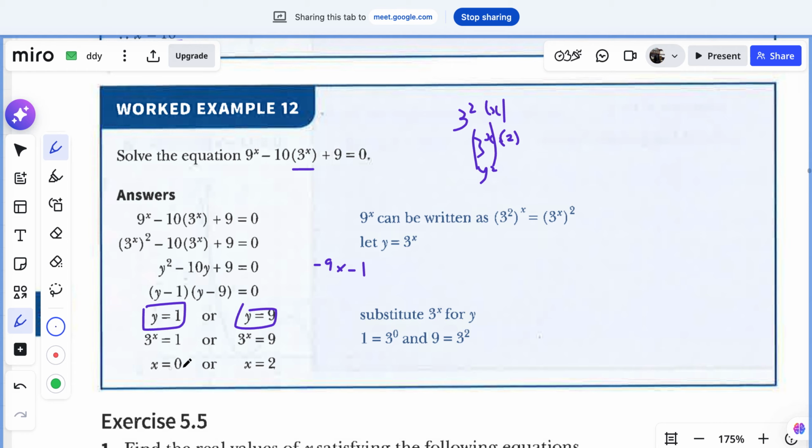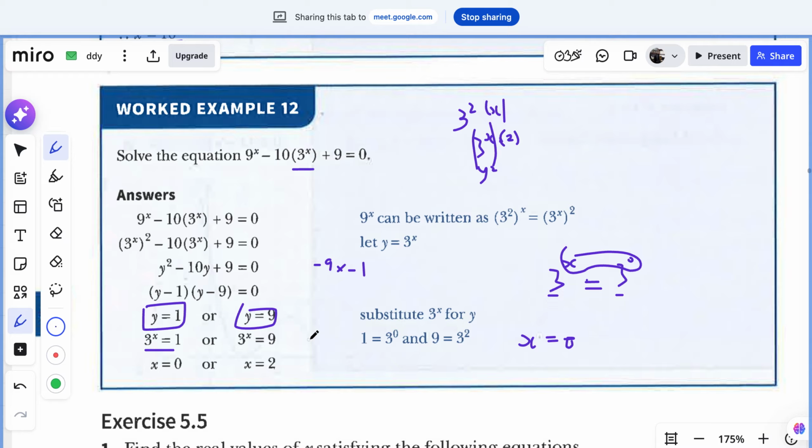You'll be wondering, how did this one jump to 0? Indices, you forgot? Now let me show you. 3 to the power of x equal to 1 means what? In indices, if you want the same base, it means 3 to the power of what? 0. You know, in indices, 3 to the power of 0 equal to 1. So this one will be replaced with 3 to the power of 0. So x will be equal to 0. That's how we use indices to solve this one, and we got 0 here.